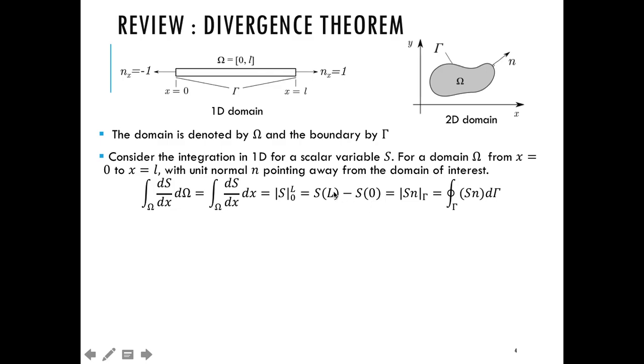And if I manipulate this by writing it in terms of n, where at L the normal was +1 and at 0 it was -1, then the minus gets incorporated into n, such that I can write this just in terms of s multiplied by the unit normal evaluated at the boundary. The reason for being able to write it this way, again I repeat, is because this minus is taken into account by this unit normal n, which at x equals 0 is -1.